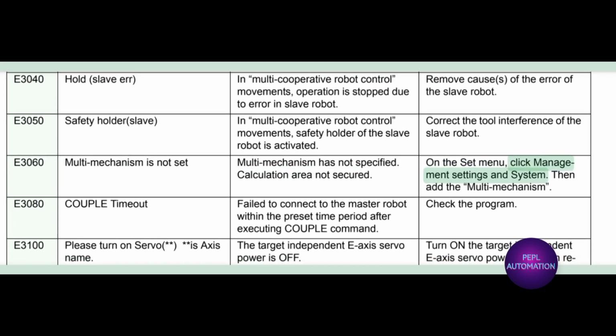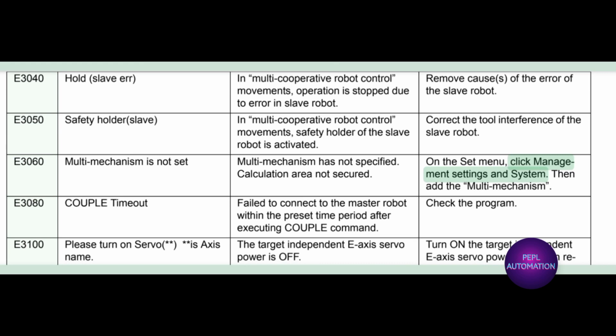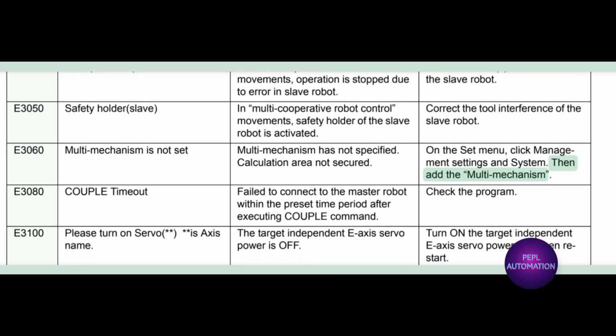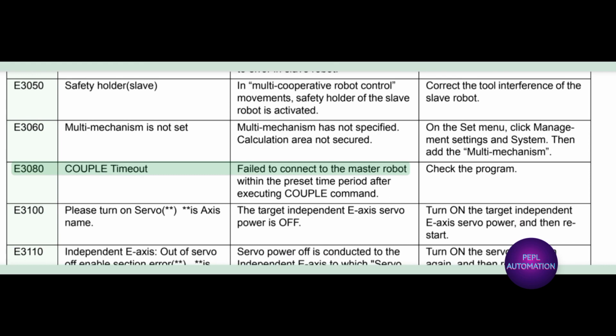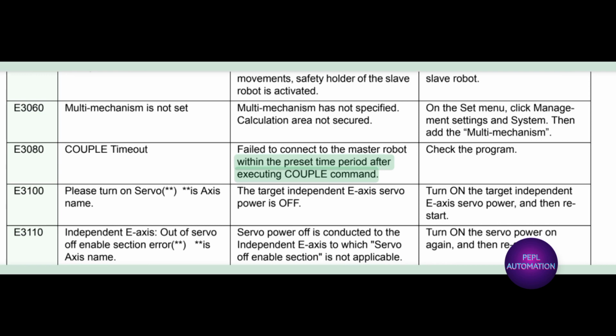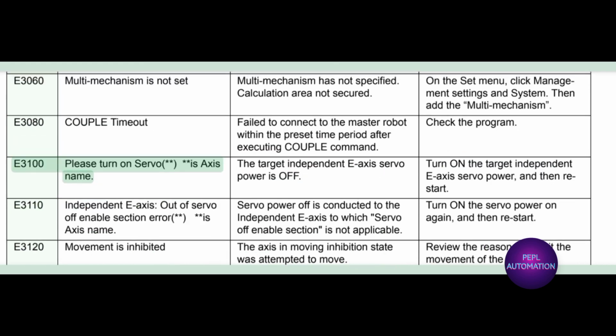On the set menu, click Management Settings and System. Then add the multi-mechanism. E3080 couple timeout, failed to connect to the master robot within the preset time period after executing couple command. Check the program.